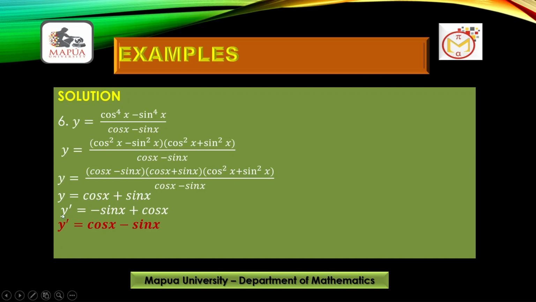Then we can now find the derivative of this. The derivative y prime is: derivative of cosine is negative sine x, and derivative of sine is cosine x. We can simplify by making it positive as the first term. So we have cosine x minus sine x.